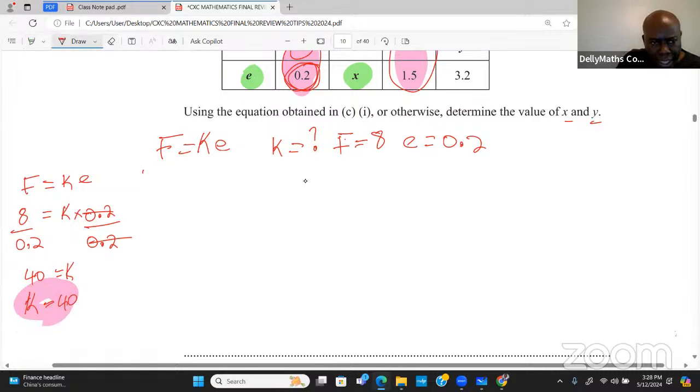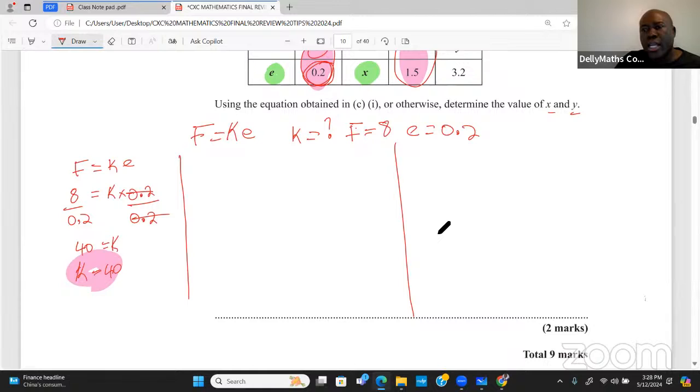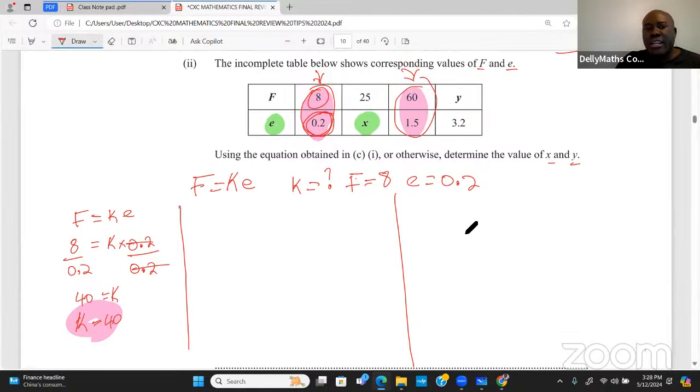Now I'm going to do a two-part thing here. Now that I know that K is 40, please remember what K is. K is the constant of variation, which means that K doesn't change. So while my X values and my Y values are changing, the K will remain constant, and it is the mediator for my variation.